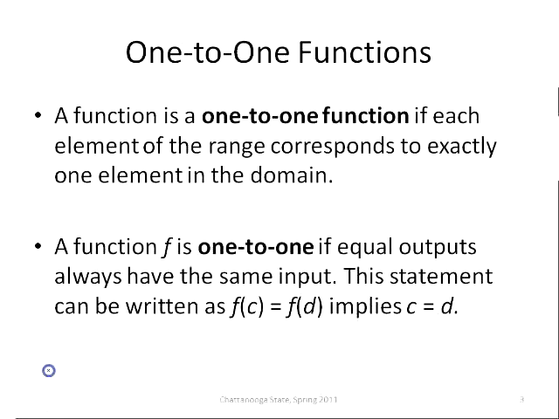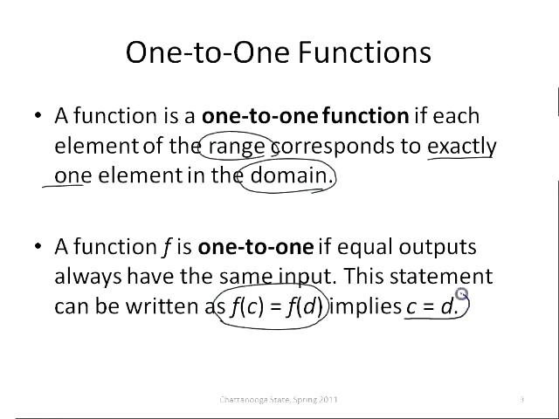Now, in order to be a one-to-one function, each element of the range corresponds to exactly one element in the domain. So this is kind of backwards. You still have the qualification that it's a function, but a one-to-one function is special because not only does each X go to one Y, each Y has only one X. So another way to put that is if you have two equal Y values, then you know the X values that gave you those Y values have to be equal.